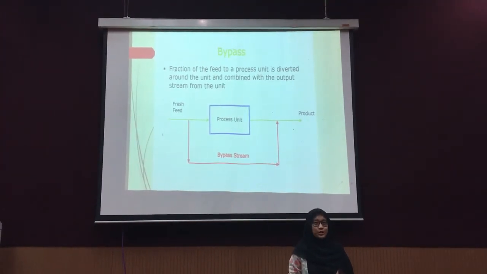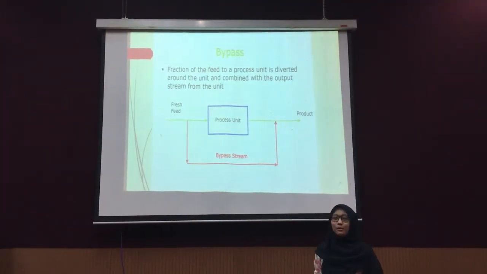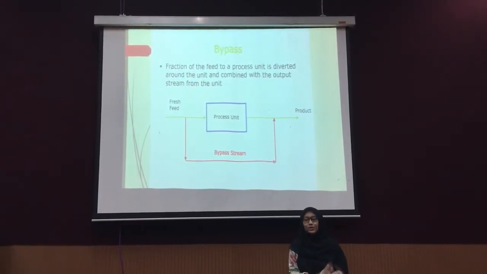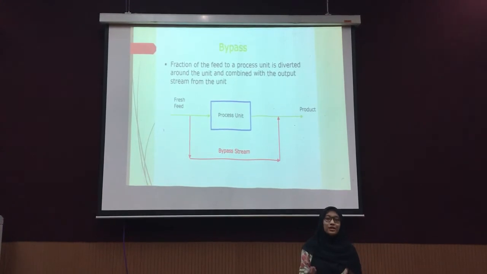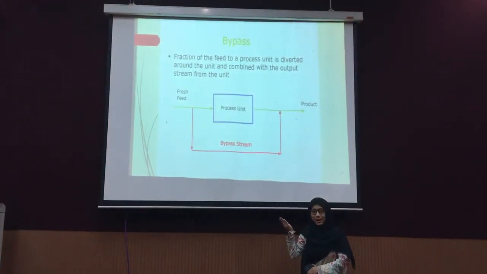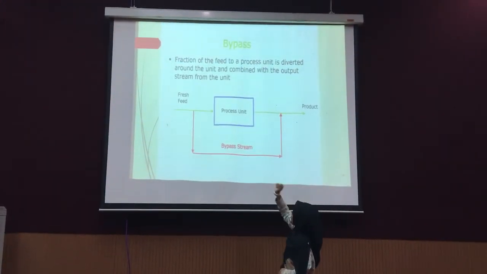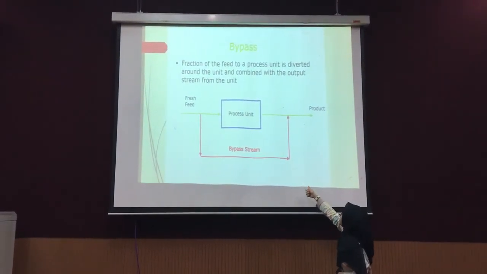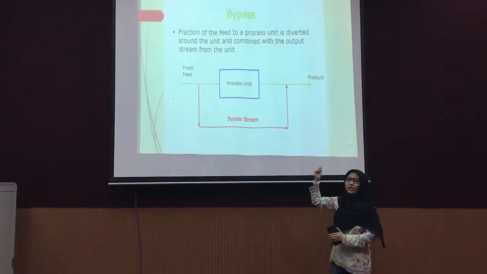Next, I'm going to proceed with the bypass process. A bypass stream is a stream that skips one or more stages and joins another stream at a stage further down the process. As you can see, this is the bypass process diagram. The fraction of the feed skips the process unit to combine with the output stream from the unit to get the product.